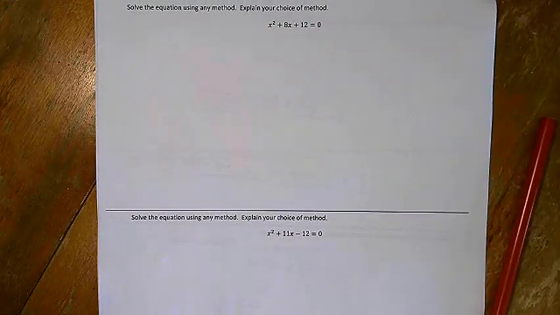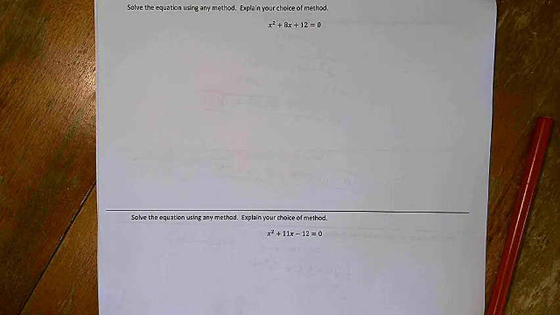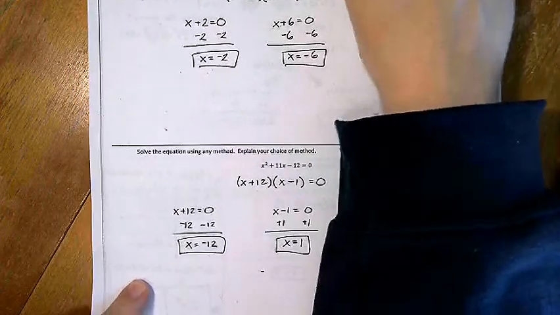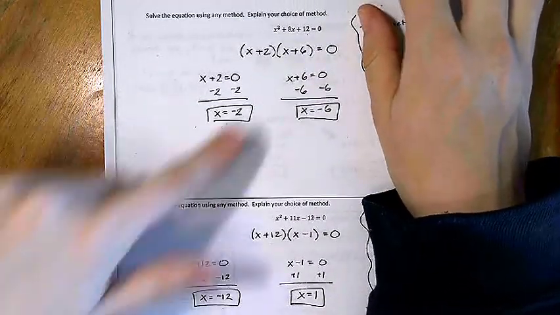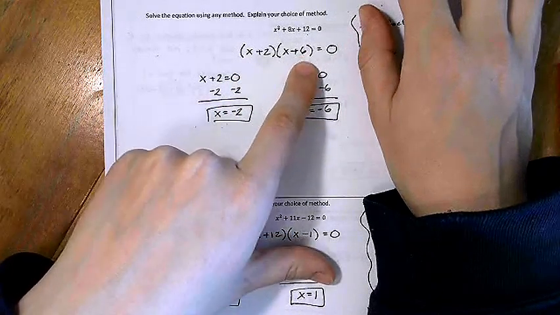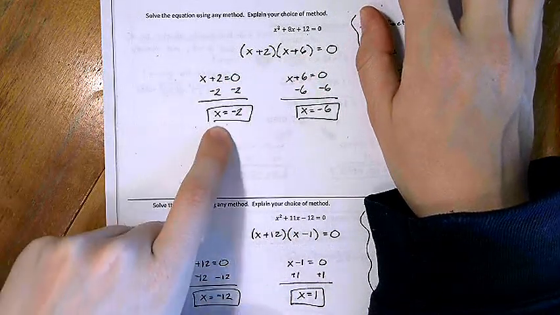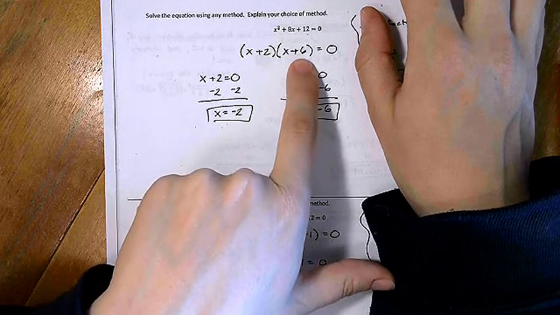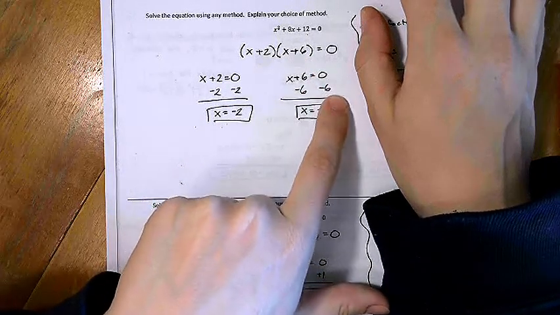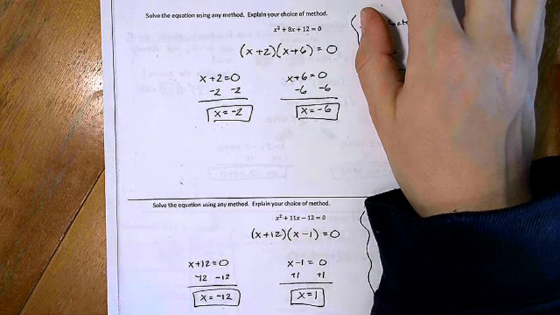So for our top one, we have x squared plus 8x plus 12 equals 0, and for the bottom one, we have x squared plus 11x minus 12 equals 0. Pause the video here, try these out. All right, for the top one, I chose to factor it again. So I got x plus 2 times x plus 6. I set x plus 2 equal to 0, got x equals negative 2. I set the x plus 6 equal to 0. I subtracted 6 on both sides and got x equals negative 6.